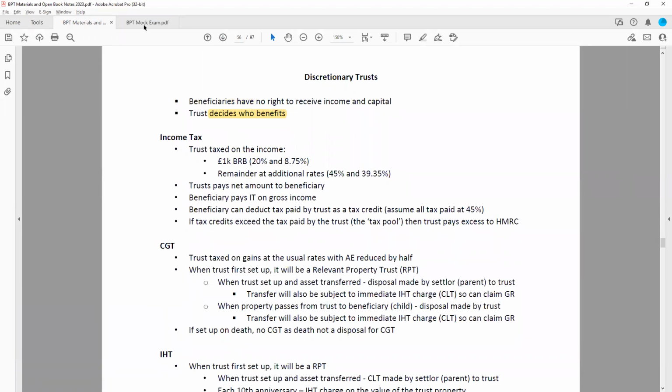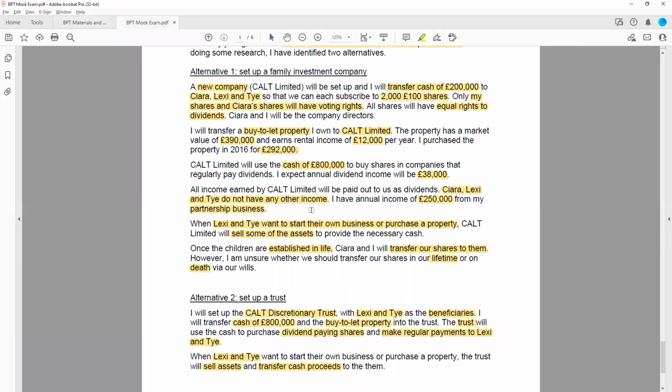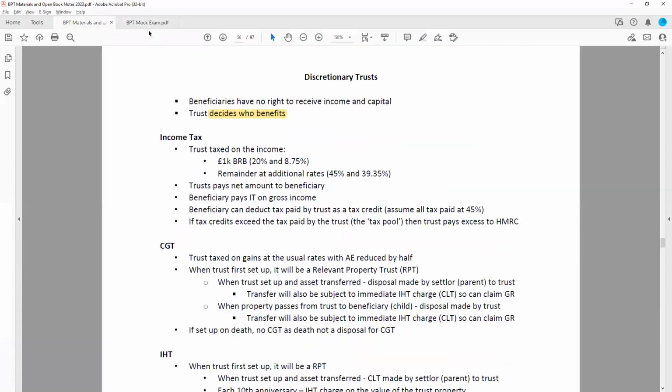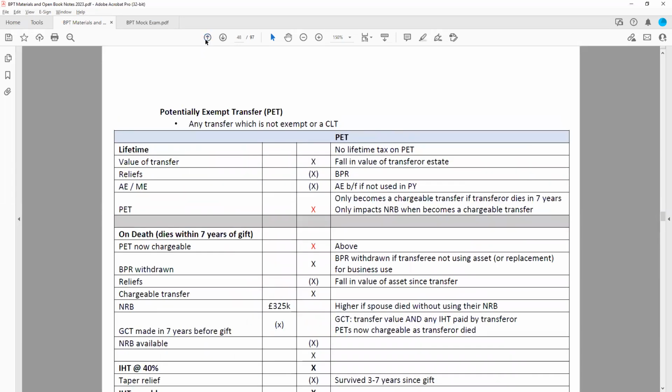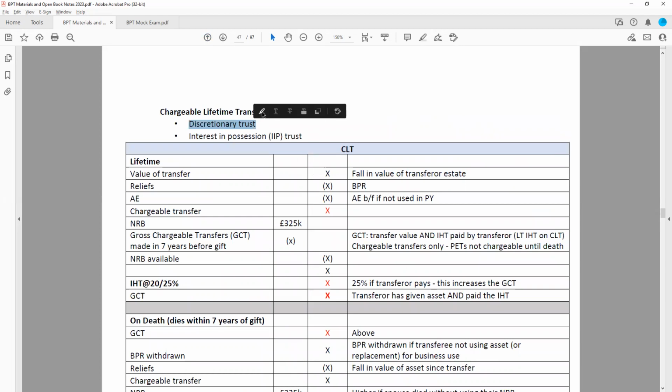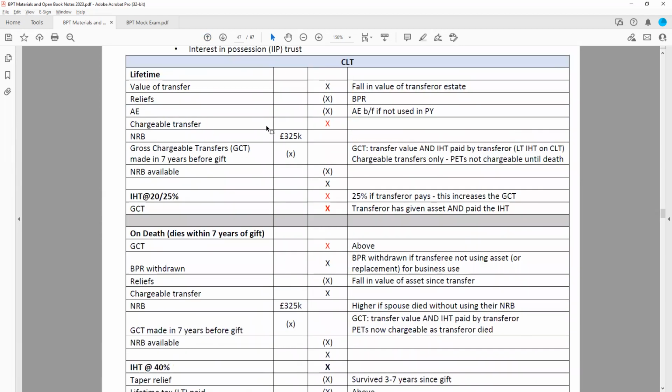So again, let's think about this logically step by step. What happens first of all? We're going to transfer cash and a buy-to-let property into a discretionary trust. So of course we know, even from our basics, that when an individual transfers an asset into a trust, it's going to be a CLT. So it's going to be lifetime IHT to pay on this. We probably can do the calculation as well. We're not told that the trustees pay the tax, so we'll assume that Anna's going to pay the tax herself.